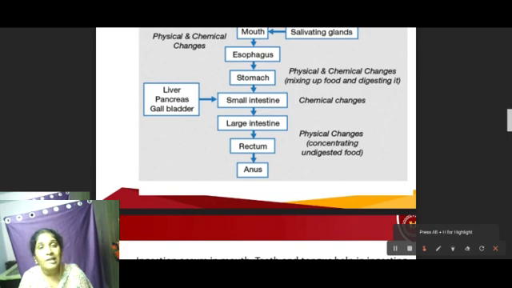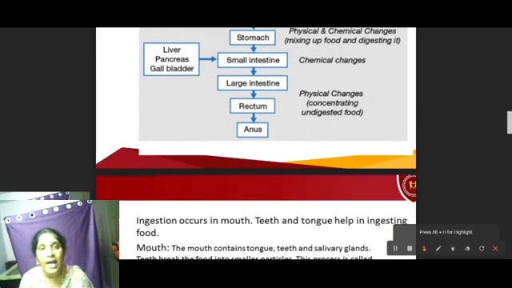Then the next part is the large intestine. The undigested food material, along with a little bit of water and a bit of digested food, enters into the large intestine. Then from the large intestine, the undigested food material is passed on to a structure called the rectum and then eliminated through the anus.